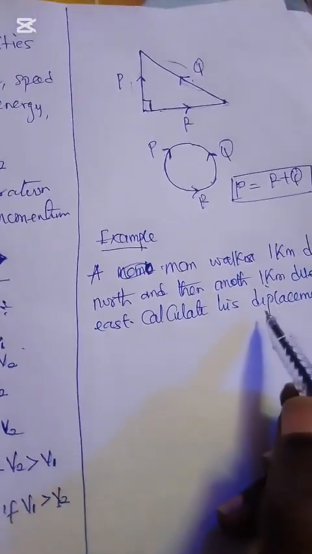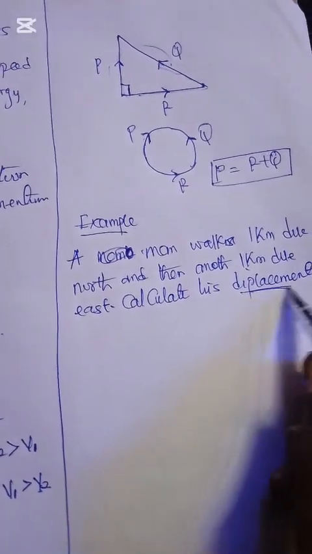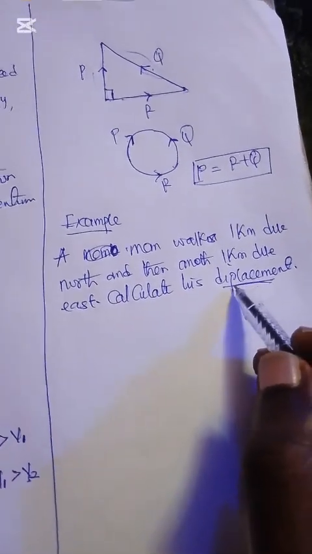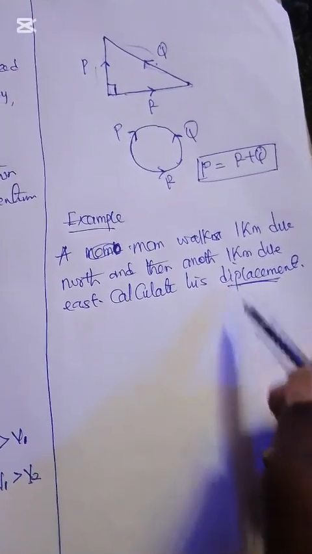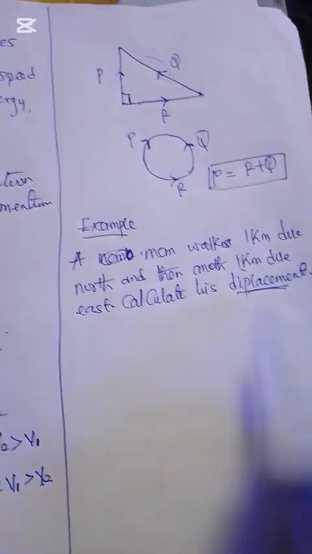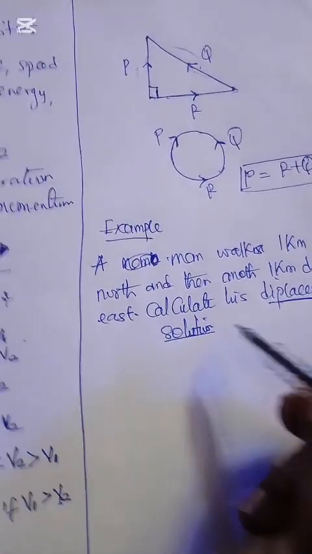We are asked to look for the displacement of this man. The first thing to consider is: is displacement a vector quantity? The answer is yes. Since displacement is a vector quantity, we are going to be looking for both the magnitude and direction of the man. We start by drawing the diagram for his movement.